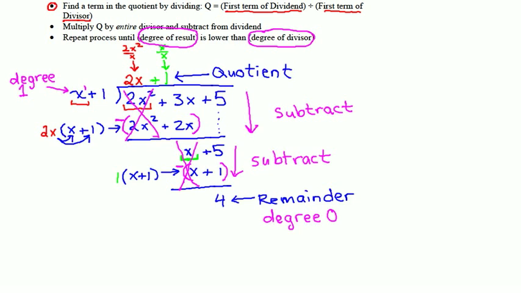I could keep going. So if you have a degree 2 divisor, you may find that your remainder is of degree 1 or degree 0, depending on what happens to drop out in that last step. But you know that you're done when the degree of what you have remaining is strictly less than the degree of your divisor.